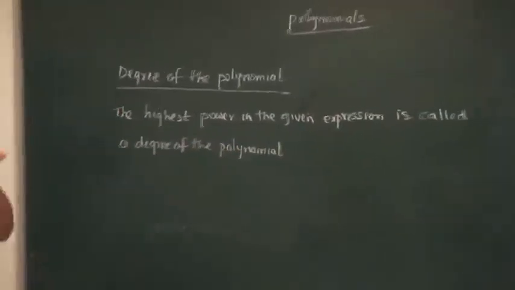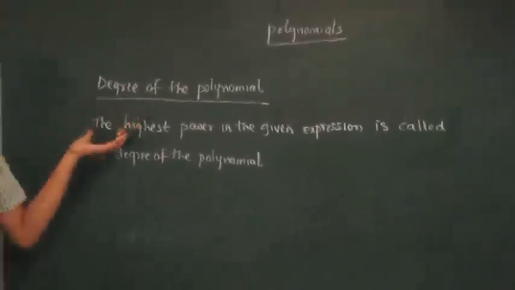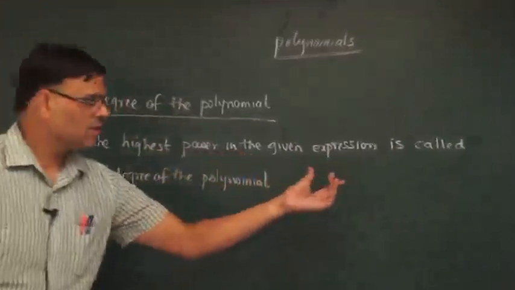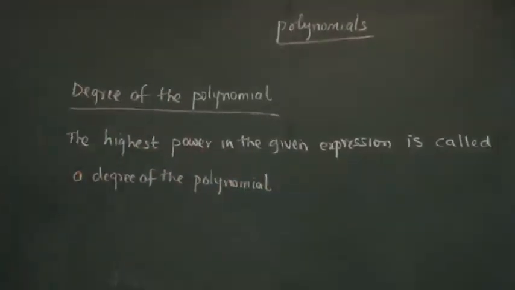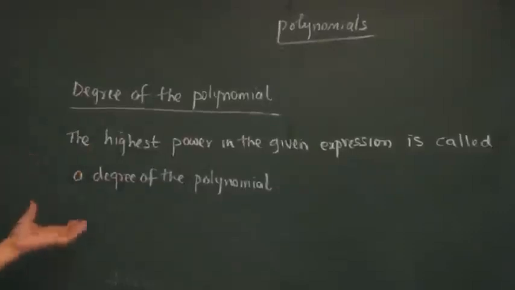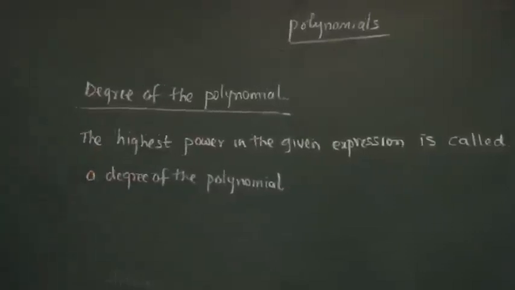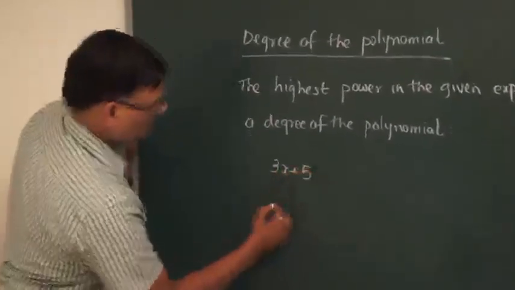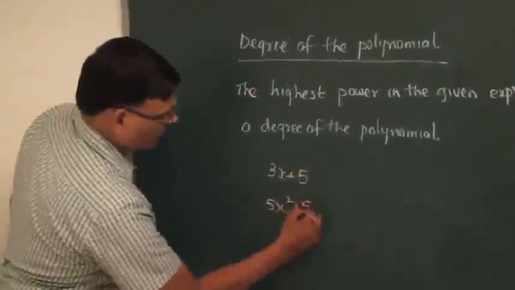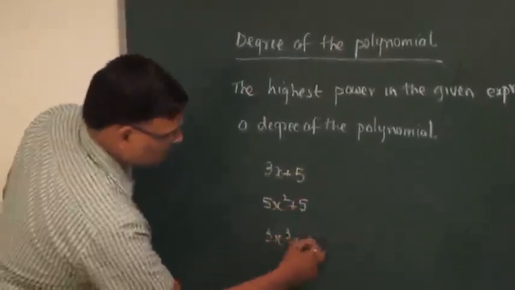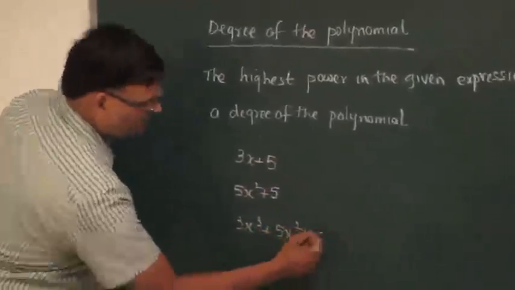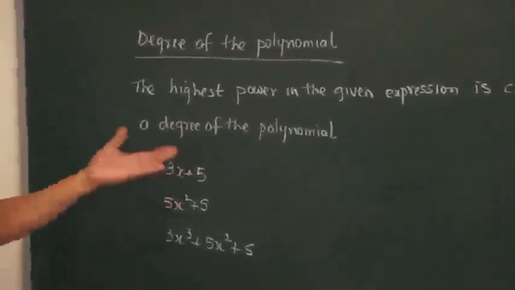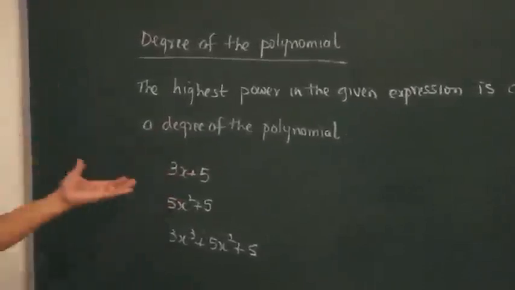So let us move on to that. What is the degree of the polynomial? The highest power in the given expression is called a degree of the polynomial. So let us see how to find the degree of the polynomial. First, we have 3x plus 5, 5x square plus 5, and 3x cube plus 5x square plus 5. These are the three expressions they have given. We have to find what is the degree in each case.